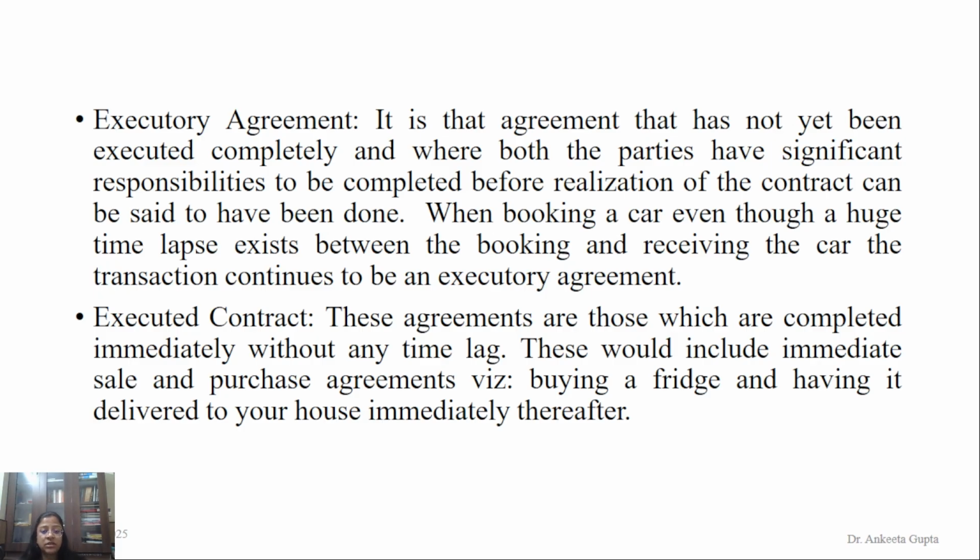Executed contract, on the other hand, is one which is completed immediately without a time lag. I go to the shop, I say I want a bottle of water, and I take it immediately. Buying a fridge, having it delivered to your house immediately thereafter, that is an executed contract.